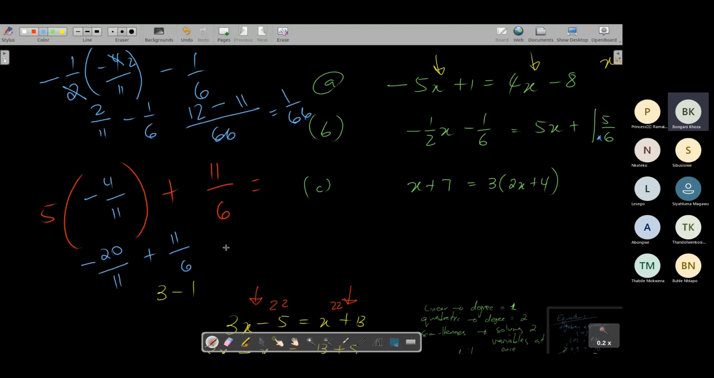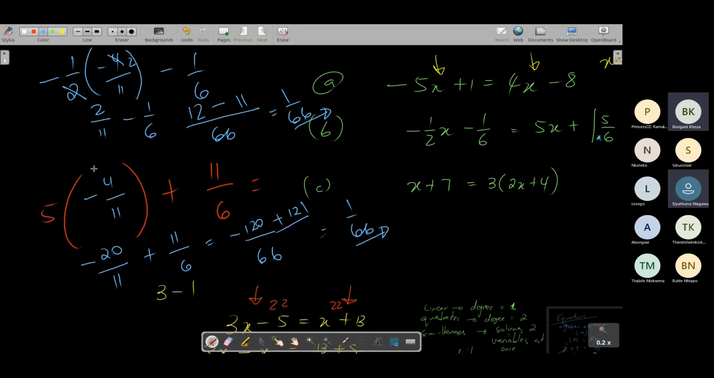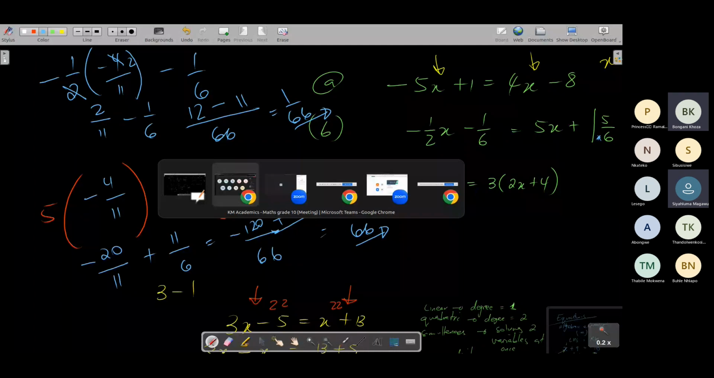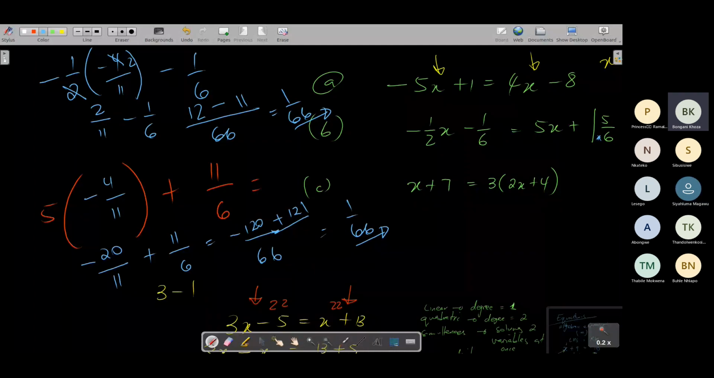All right, let's check if this is going to work. So this is 66 down here. This is minus 120 plus this is 121. So I'm getting 1 over 66. So that means that's our answer, because plugging in negative 4 over 11 on both sides, I'm getting 1 over 66 and 1 over 66. Any questions on that one? Anyone struggling to join us, still struggling?